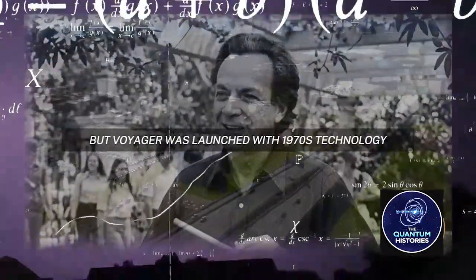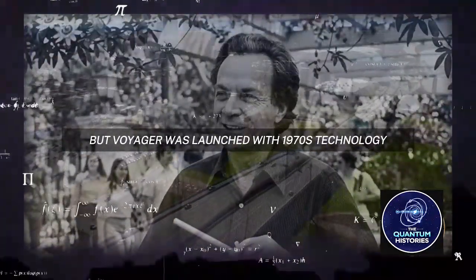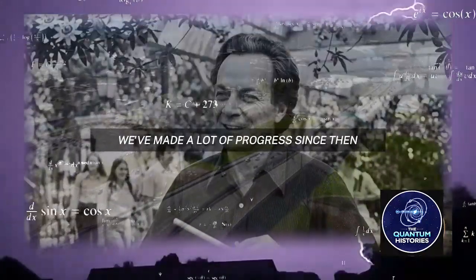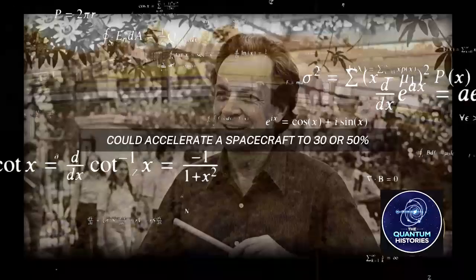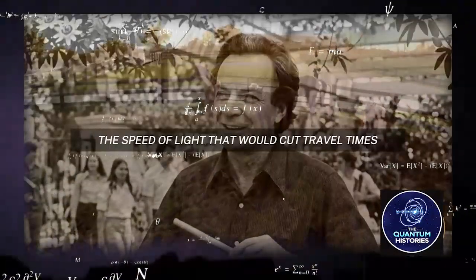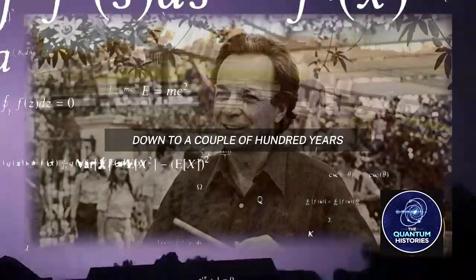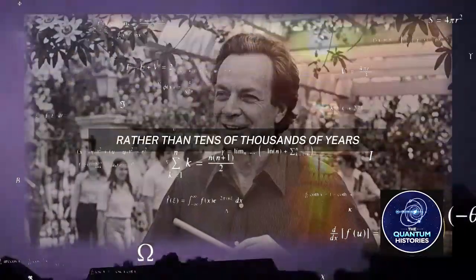But Voyager was launched with 1970s technology. We've made a lot of progress since then. Modern propulsion concepts could accelerate a spacecraft to 30 or 50% the speed of light. That would cut travel times down to a couple of hundred years rather than tens of thousands of years.